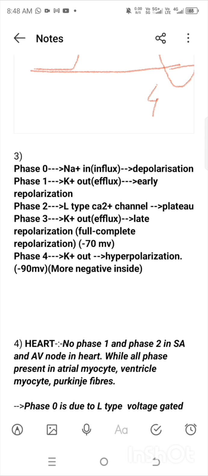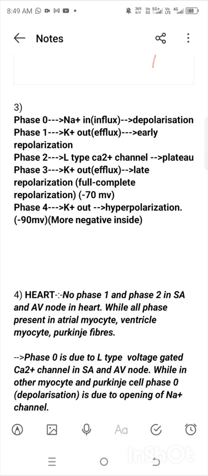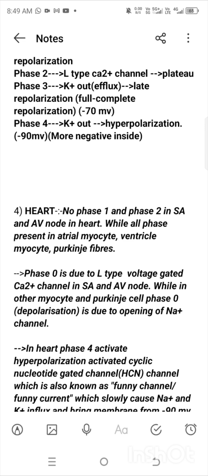If it continues, that will lead to phase 4. Continued potassium efflux leads to hyperpolarization, from minus 70 millivolt to minus 90 millivolt, more negative inside. And talking about the heart, there is no phase 1 and phase 2 in the SA and AV node, while all phases are present in atrial and ventricular myocytes and Purkinje fibers.